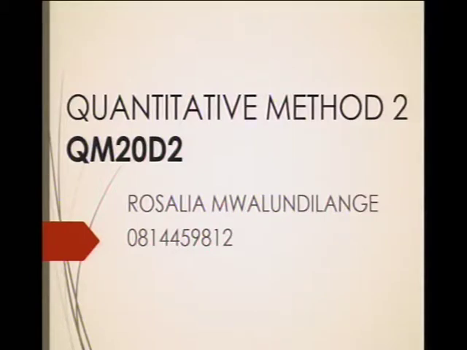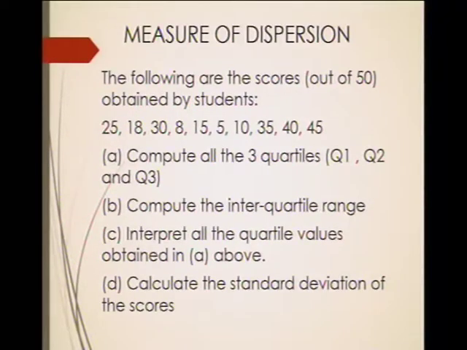I'm taking you through Quantitative Methods 2, which is a degree level. Okay, we quickly start with measures of dispersion, where we want to know how spread out the data is. If you see the word dispersion, we are just looking at the distance, how spread out the data set is. Now let's say you are given the following scores and you are asked to calculate or compute the quartiles.